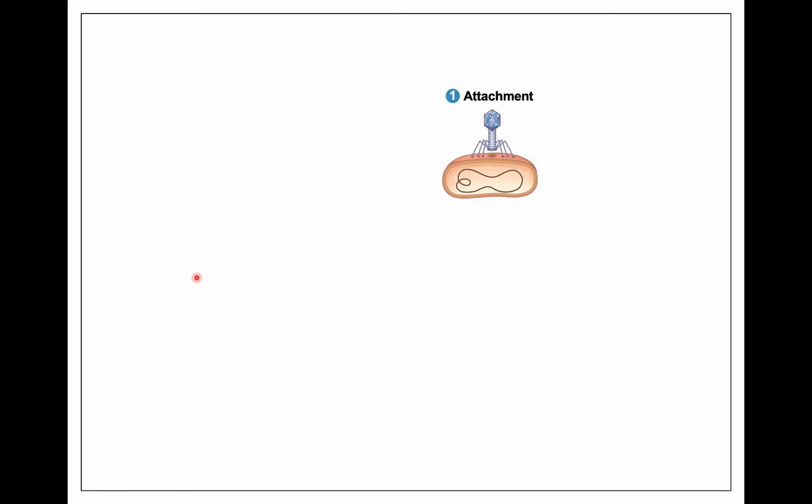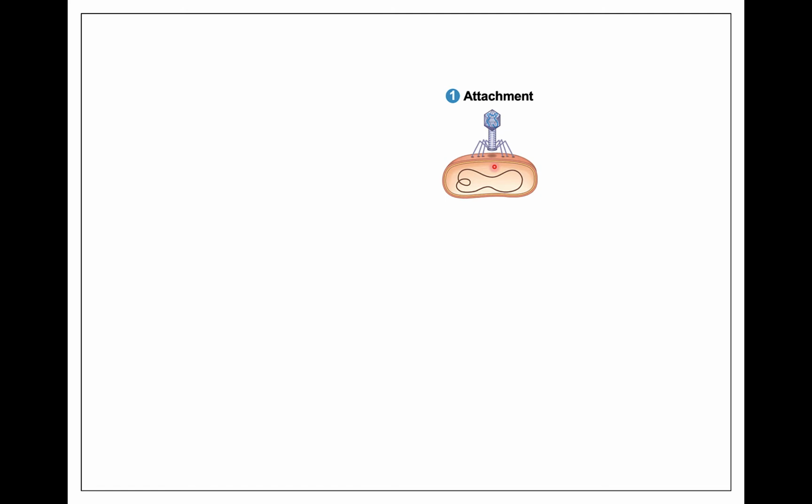All right, so step 1 is attachment. Here's a bacteriophage, and this is my bacterial cell. The first thing it's going to do is it has to identify the cell. And this happens in all of the different types of viruses, like COVID-19. The spike proteins on the outside of COVID-19 identify the ACE2 receptors in our cells, and that's how they attach.